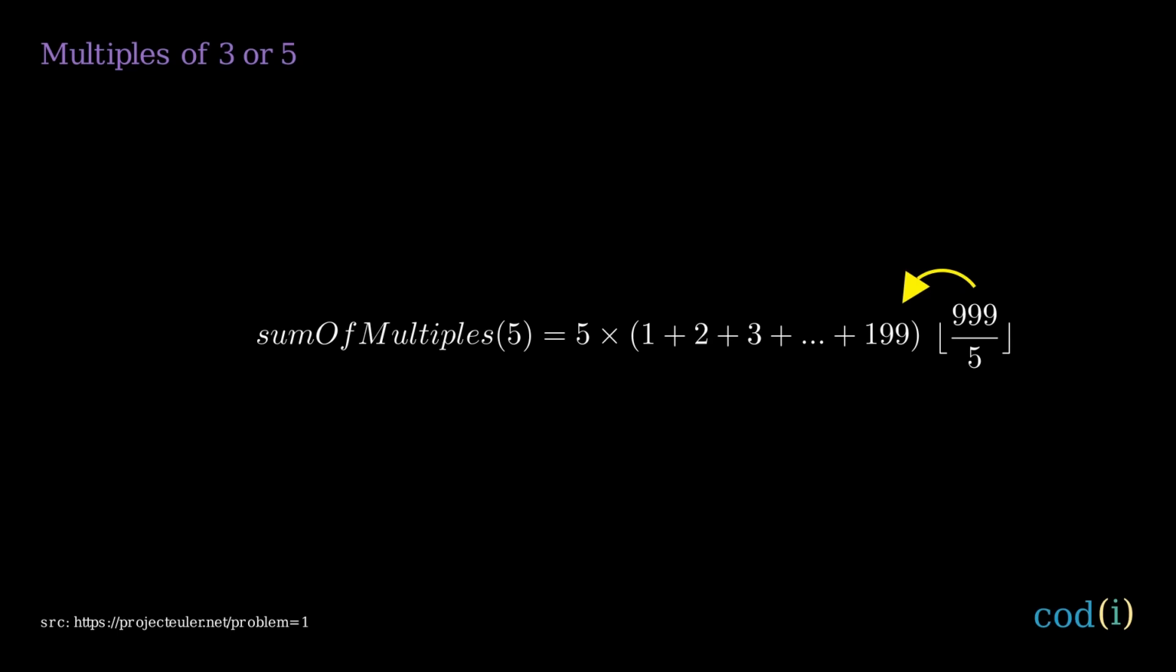Now, we know that numbers from 1 to 199 form an arithmetic series with a common difference of 1 between each term. And the sum of an arithmetic series, if we know the first term and the last term, is given by the number of terms divided by 2 multiplied with the sum of the first term and the last term. In our case, the first term is 1, and because of the way in which the series is structured, the last term and number of terms are the same. Let's call them x.